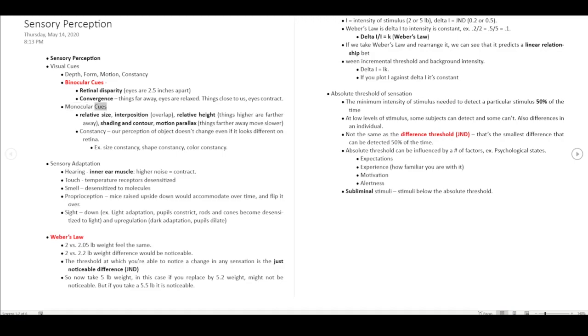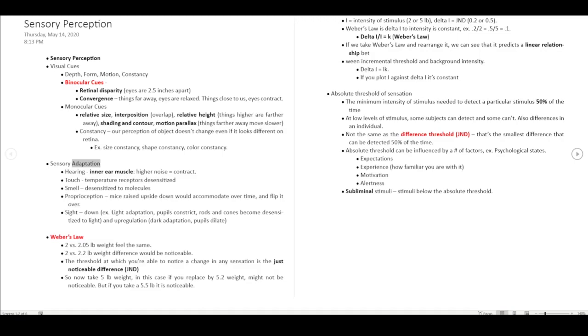Monocular cues: relative size, interposition (overlap), relative height (things higher are farther away), shading and contour, motion parallax (things farther away move slower). Constancy: our perception of an object doesn't change even if it looks different on the retina. Examples: size constancy, shape constancy, color constancy.